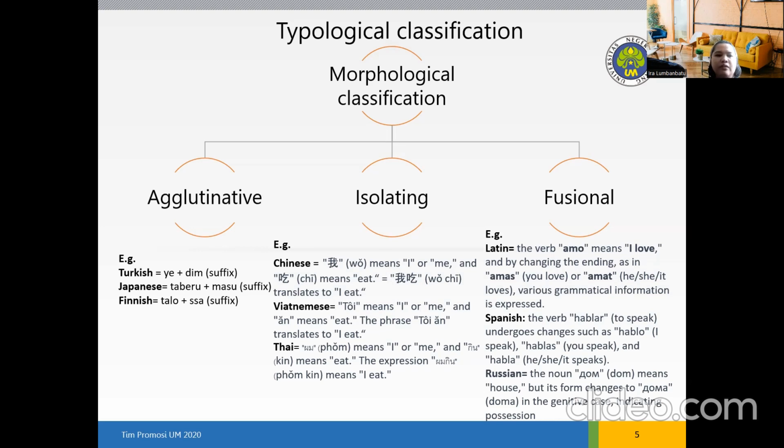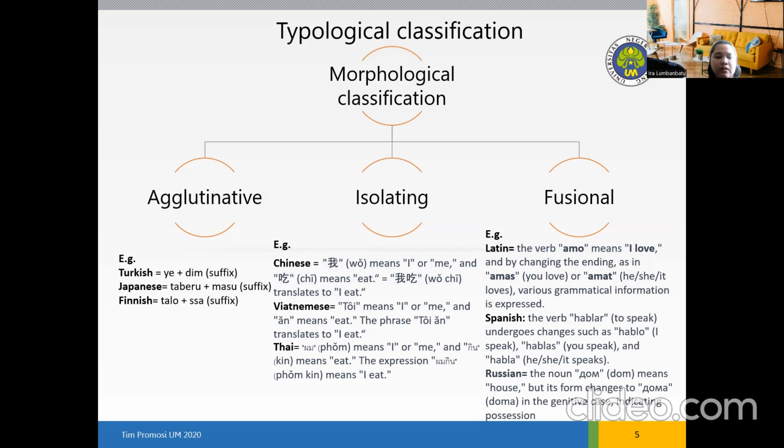The first one is agglutinative. Agglutinative languages are a morphological type where words are formed by stringing or combining morphemes together in a relatively straightforward and regular manner. Each morpheme in an agglutinative language tends to represent a single grammatical meaning, and affixes are added to a root or base to convey various grammatical features.